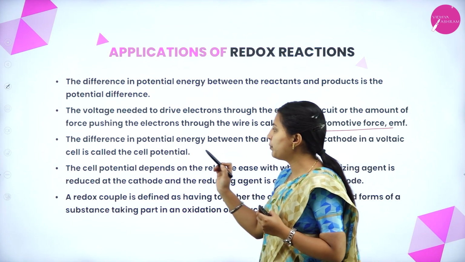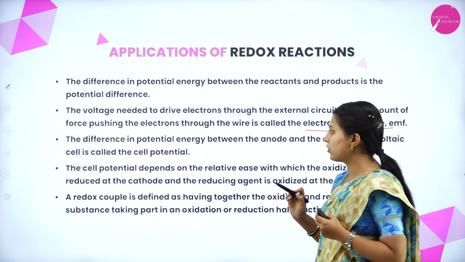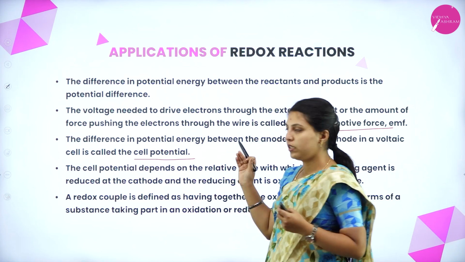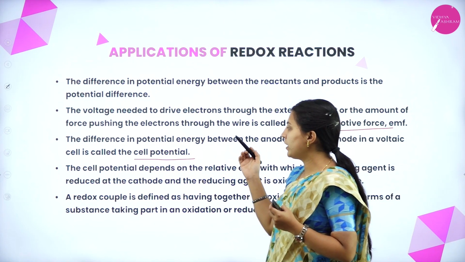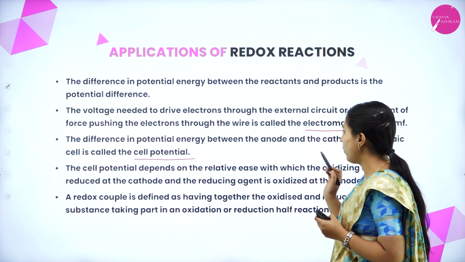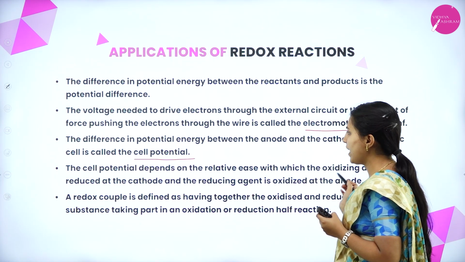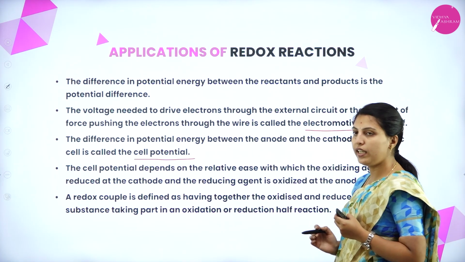Understand? The difference in potential energy between the anode and cathode in a voltaic cell is called cell potential. The difference in potential energy between cathode and anode will be called cell potential. The cell potential depends on the relative ease with which the oxidizing agent is reduced at the cathode and the reducing agent is oxidized at the anode.